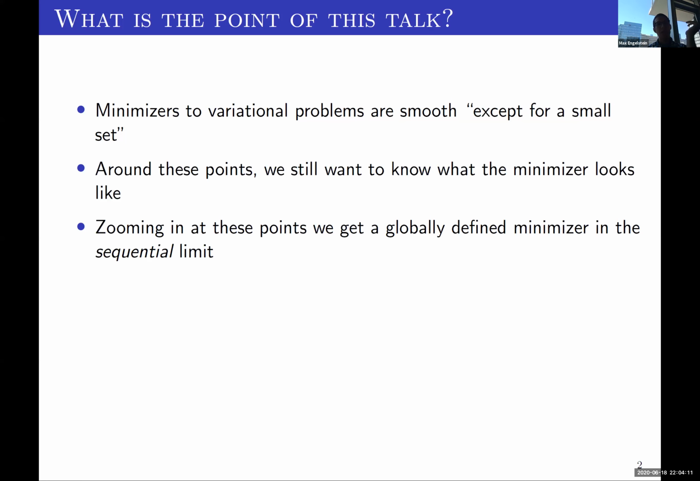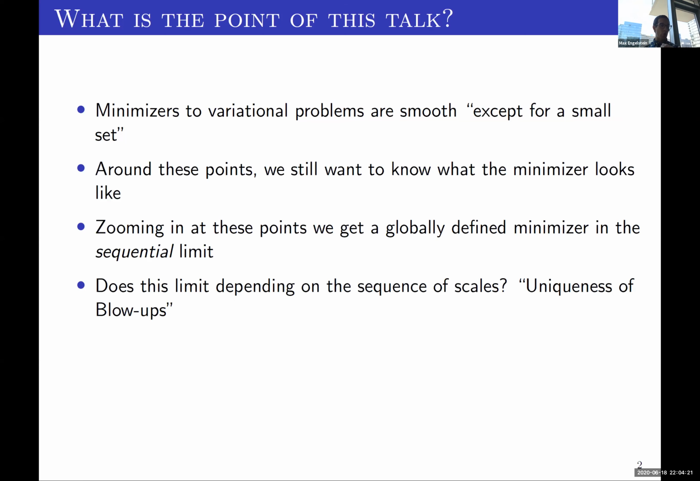So one standard technique is to zoom in at these points, and in a weak sequential limit, we'll get a globally defined minimizer to our problem. But the problem with these compactness type results is that the limit we get could depend on the sequence of scales that we zoom in on. This problem is known as the uniqueness of blowups problem. So what we want to understand is whether or not this limit depends on the sequence of scales that we're zooming in on.